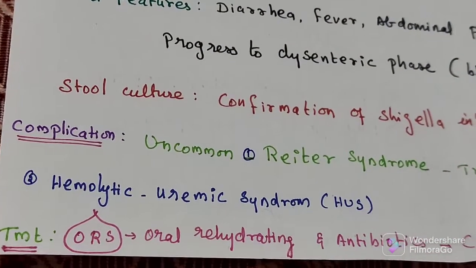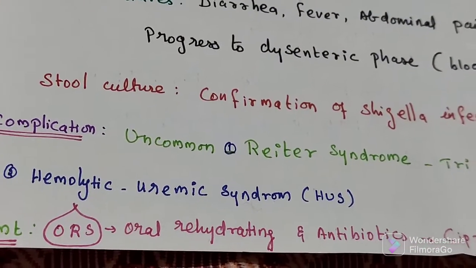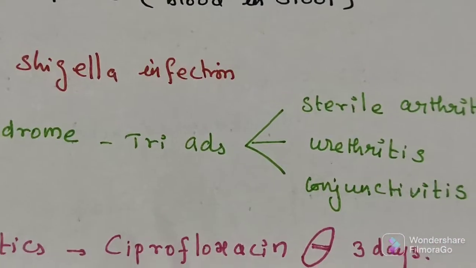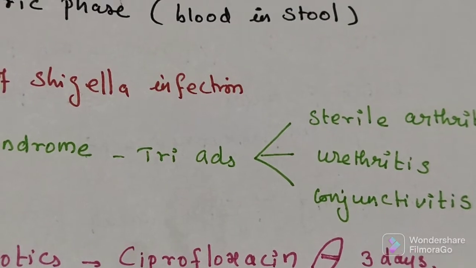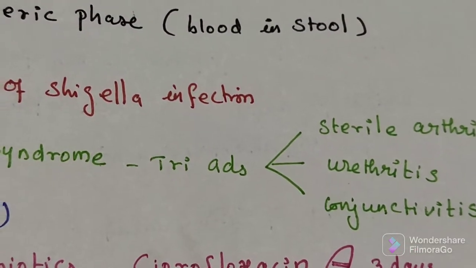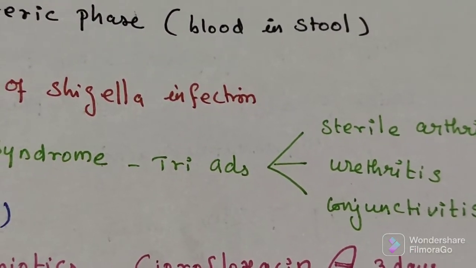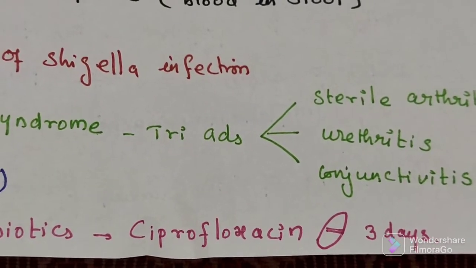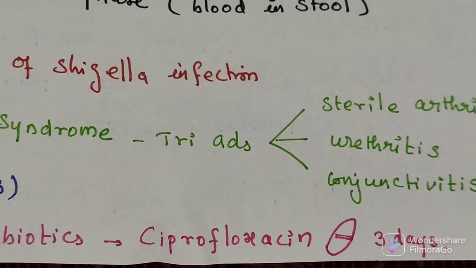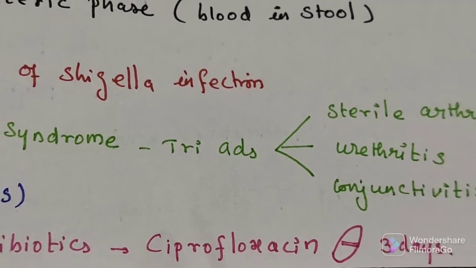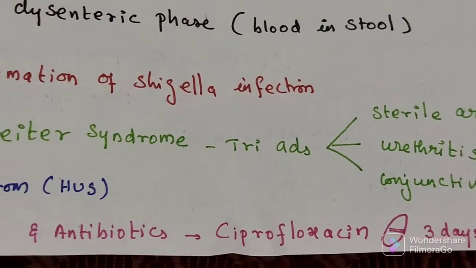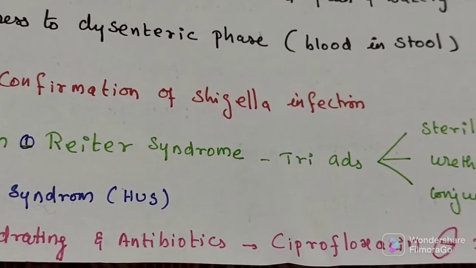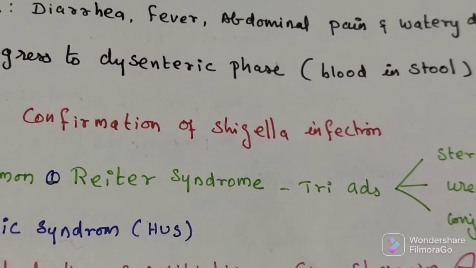Next, the final one is treatment. ORS and antibiotic, that is ciprofloxacin for 3 days. This varies with strain, severity of infection and immune state of the patient. So first we give ORS, then the antibiotic ciprofloxacin.